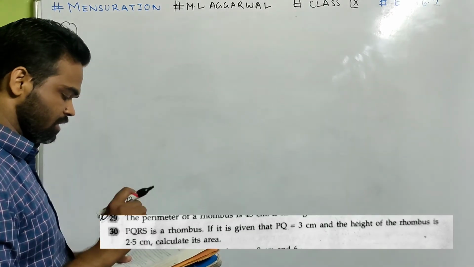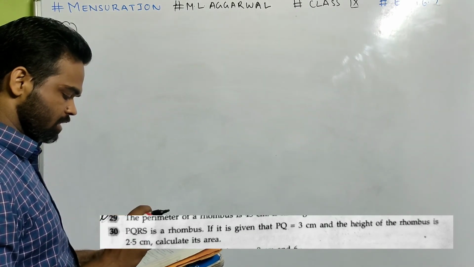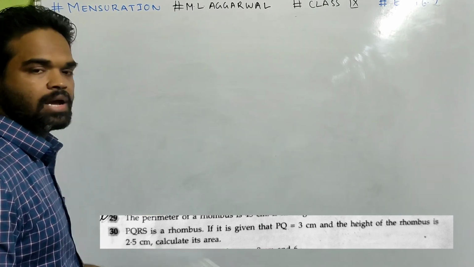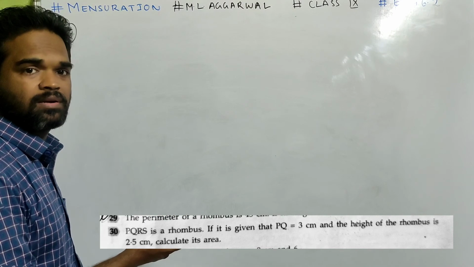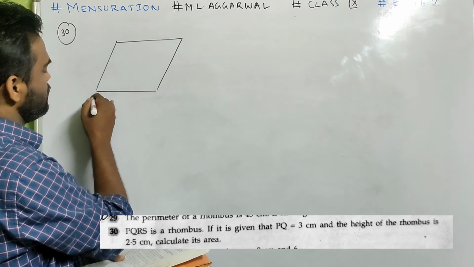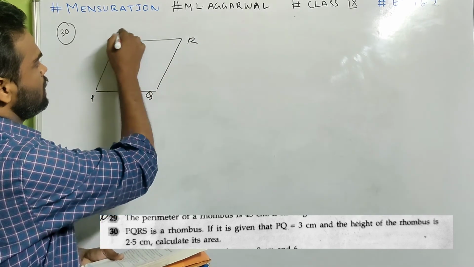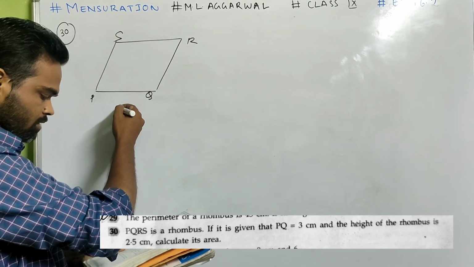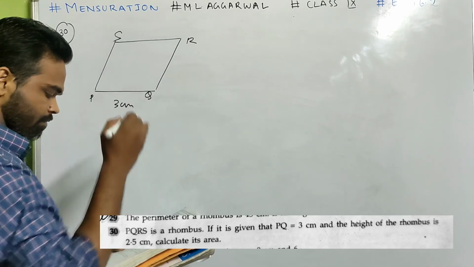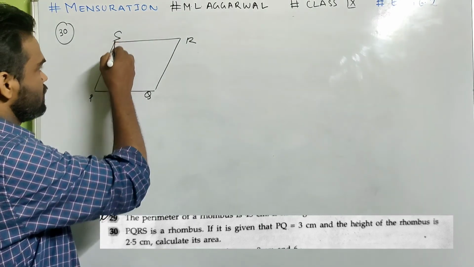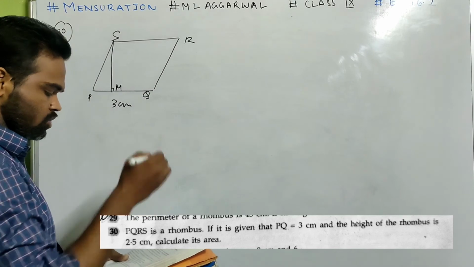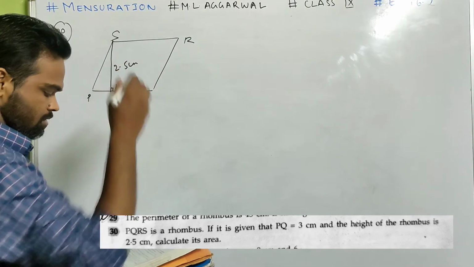Now look at sum number 30. PQRS is a rhombus. If it is given that PQ is 3 centimeter and the height of the rhombus is 2.5, calculate its area. Just now we did. See, PQRS is a rhombus with PQ as 3 centimeter and the height of the rhombus, which means from here if you drop a perpendicular, this is the height SM. The height is 2.5 centimeter.